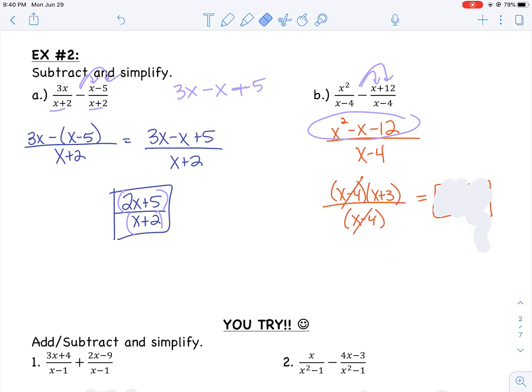And so then look what happens. Don't the x minus 4 factors from the top and the bottom reduce? And then what do we have left? Yeah, our final answer is just x plus 3. Or you could say x plus 3 over 1 if you wanted to. But x plus 3 would be our simplified final answer. Making sure you distribute the negative and then factor to see if you can reduce more.